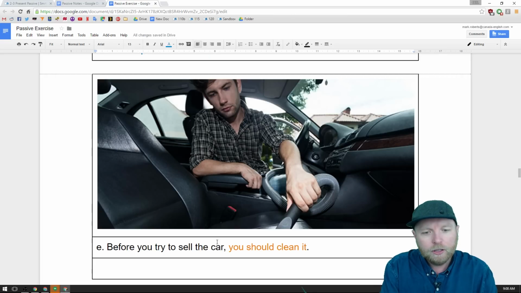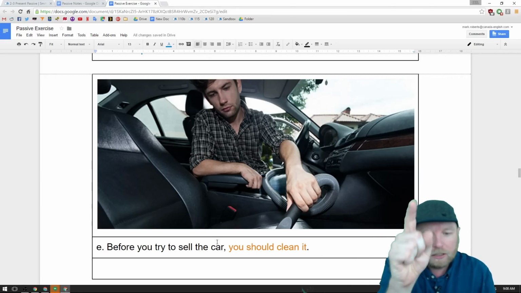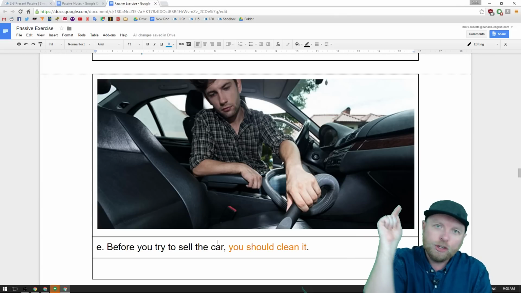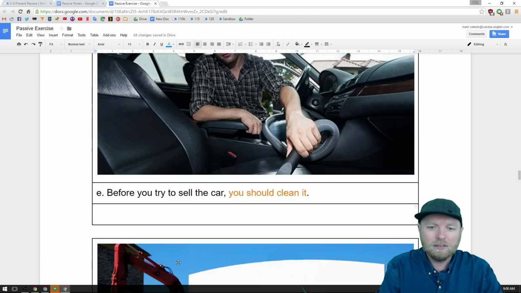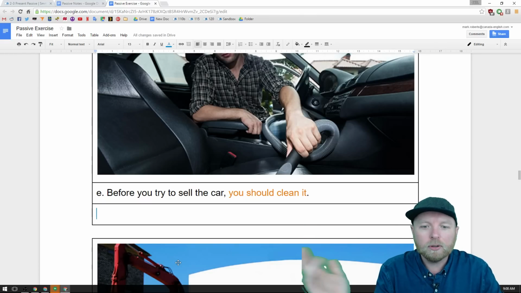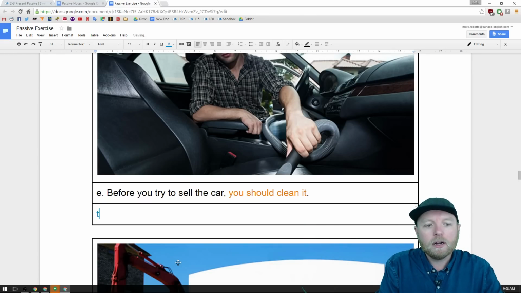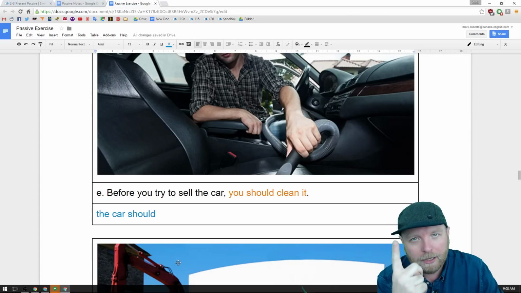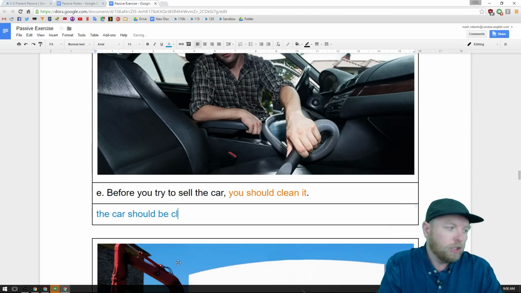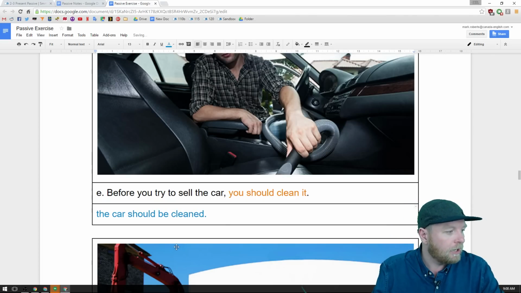Before you try to sell the car, of course, you should clean it. It's your car. So we don't need passive. I don't care who cleans it. It's not important, right? The car should. How do we use passive with should? Well, should is a modal, so we just use be. Remember, two things. Be, past participle. Should be cleaned. Yes, Erdogan, good job.